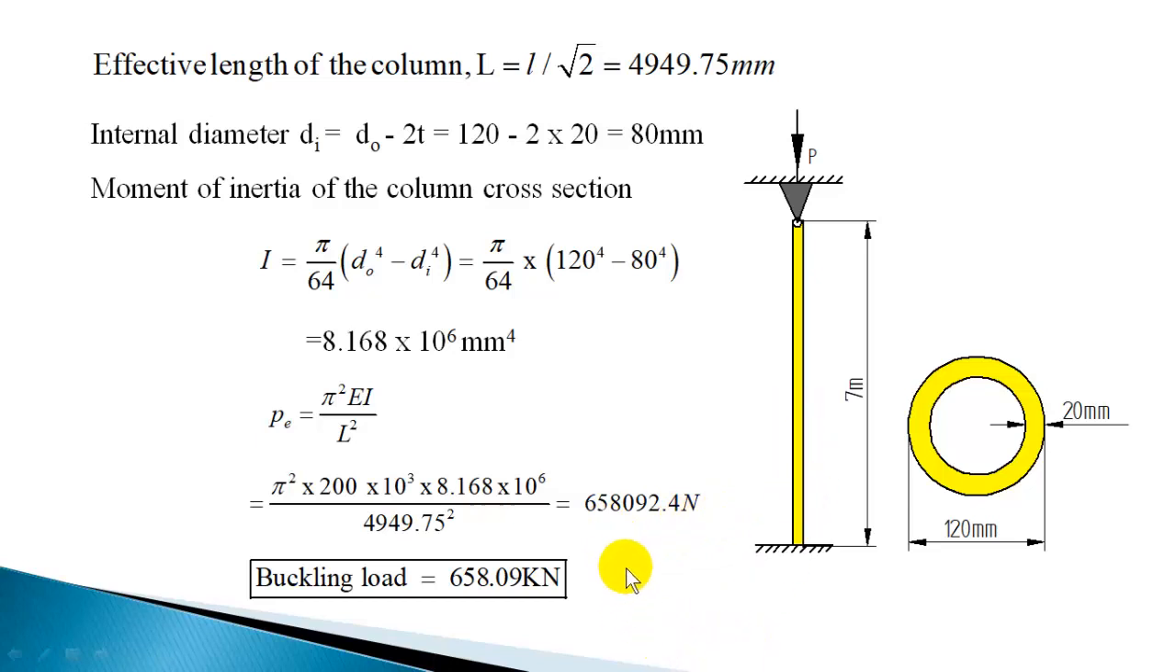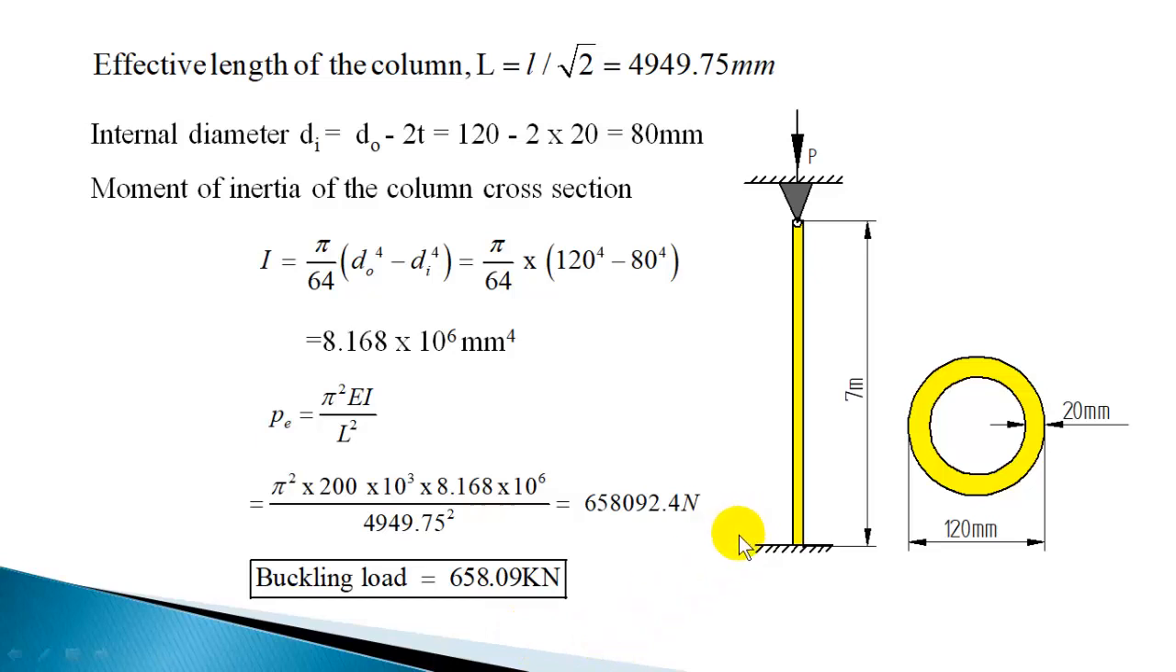So we can convert into kilonewton, 658.09 kilonewton. That is the buckling load. So at this load the column buckles. So this is only a failure load or buckling load for this long column. Now if you are going for a design, safe load you have to calculate by dividing by factor of safety, but you are asked to find out the buckling load for this long column.